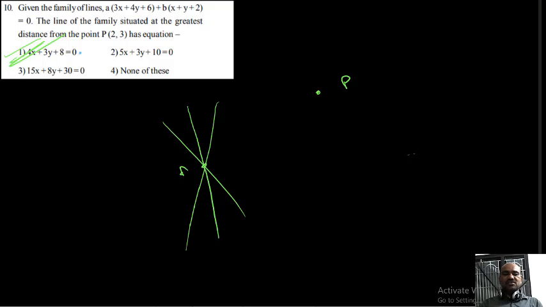Here, important thing, again listen. These all are concurrent lines. This is one point. This is A, this is P. We want to find the equation of a straight line that is farthest from the point P, which means it should be the line perpendicular to AP and passing through A. The line for which the distance from P is least is the line AP only. So in that case the required line is AP only. Okay.